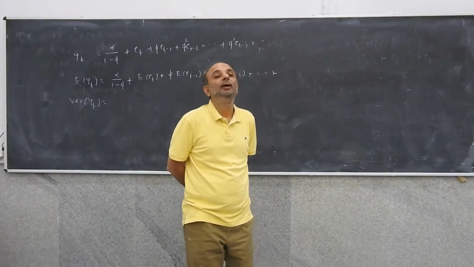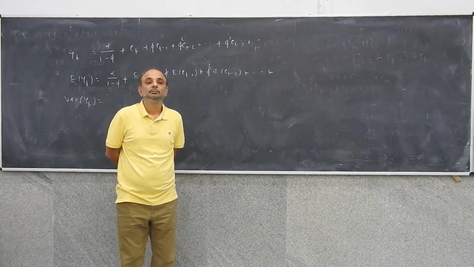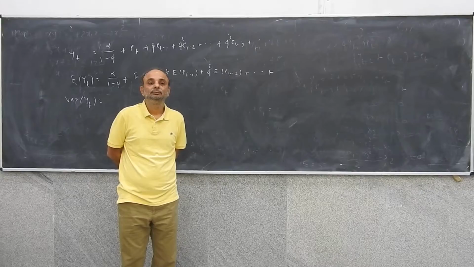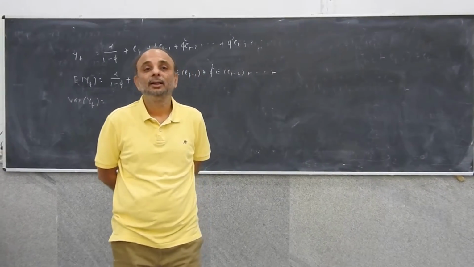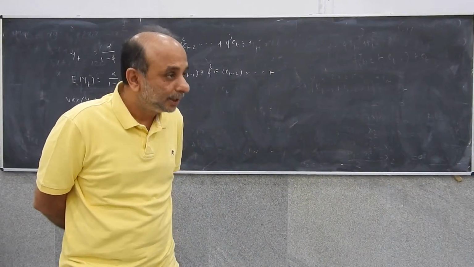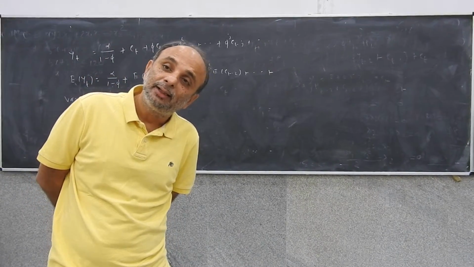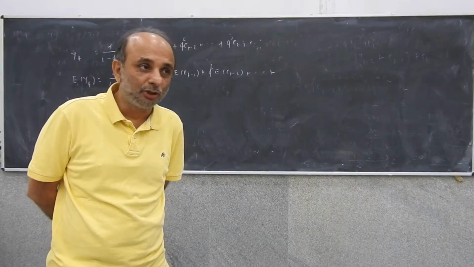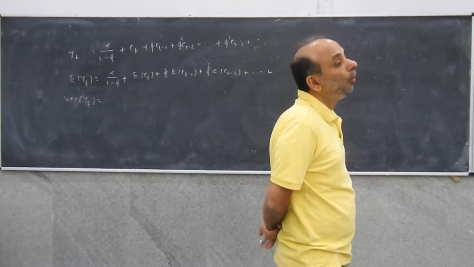What is the variance of y? How do you find the variance of x? Expectation of x minus expectation of x, the whole square. So what will be the expectation of yt? Expectation of yt minus expectation of yt, the whole square.